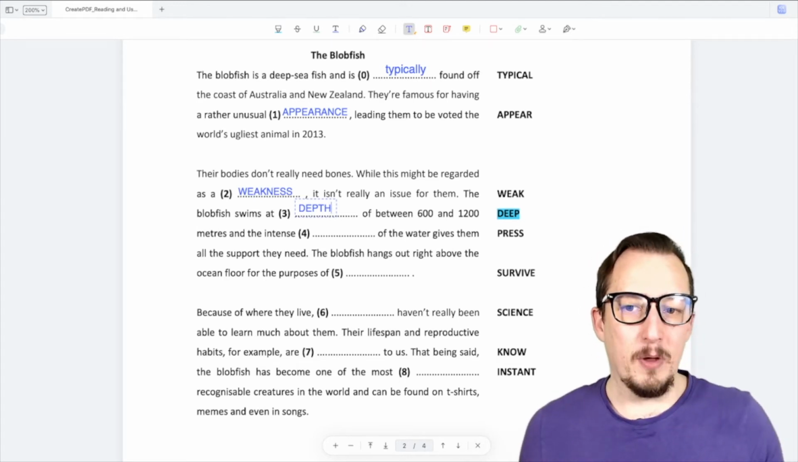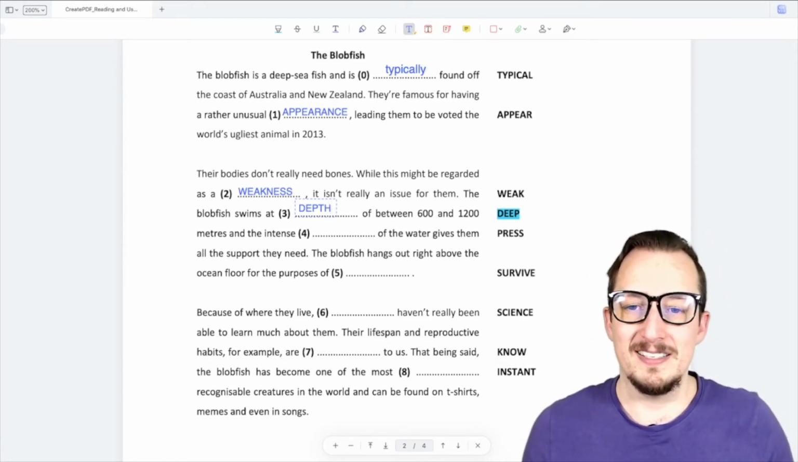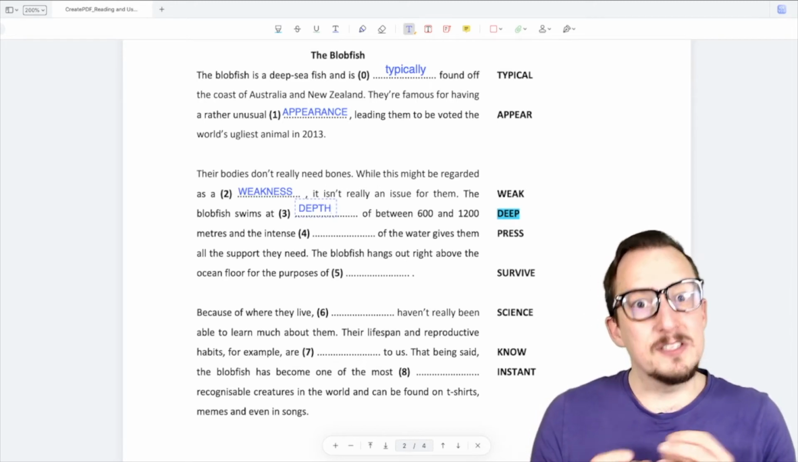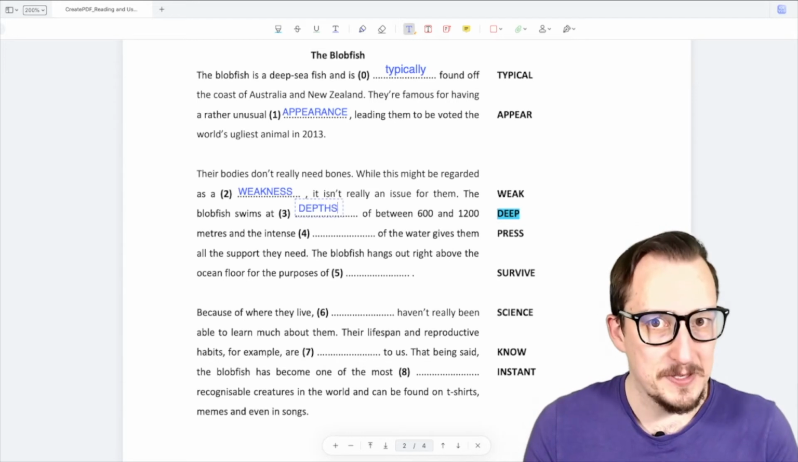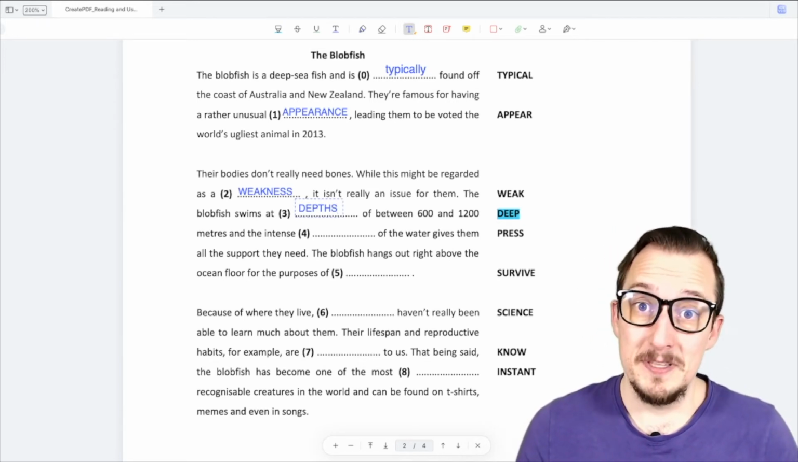If it said the blobfish swims at a depth of between 600 and 1200 meters, that might be okay, but we don't have that here. So it actually needs the plural form. So we need to say depths. So the correct answer to question 3 is depths.